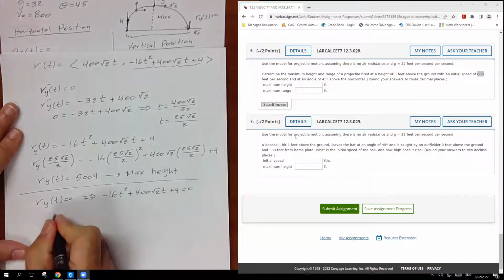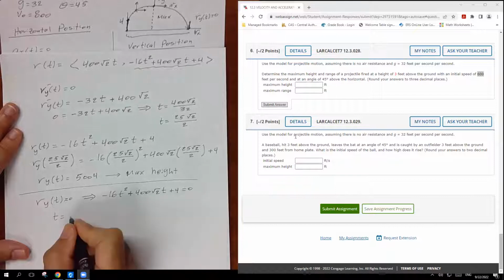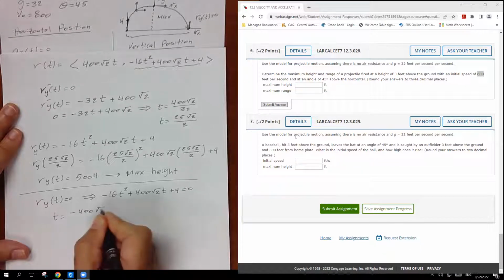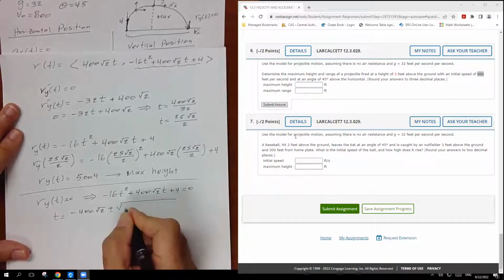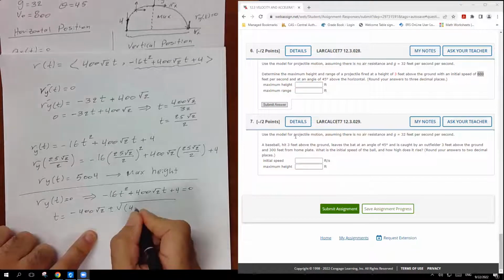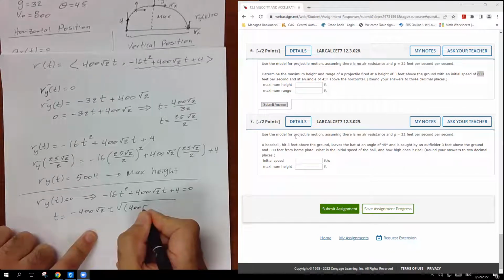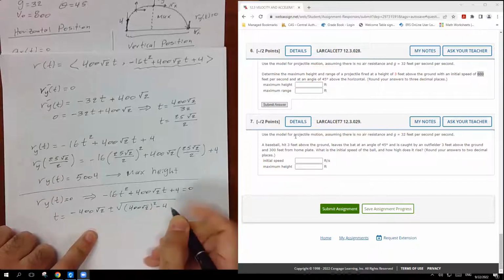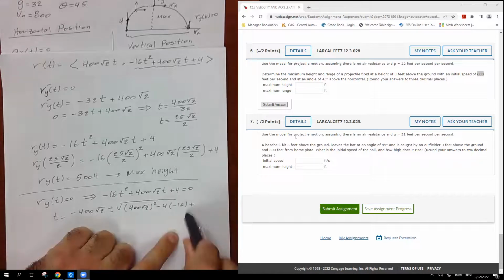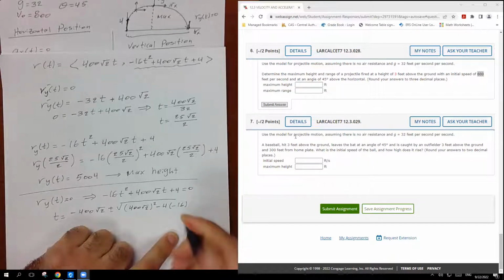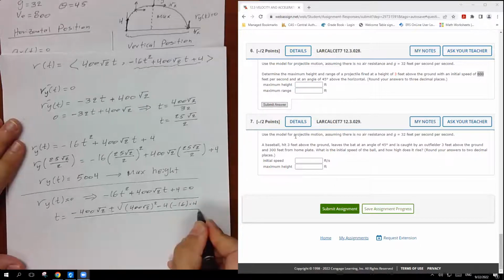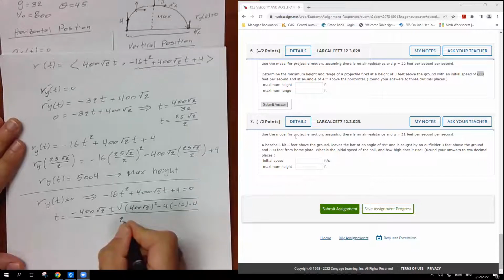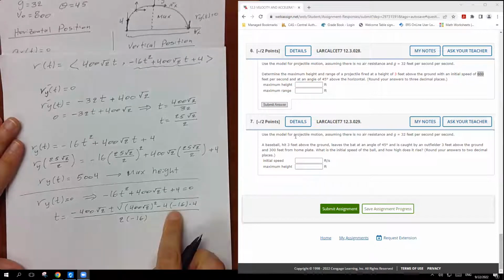So our time is going to be negative b. That means negative 400 square root of 2 plus or minus the square root of 400 square root of 2 squared minus 4 times a, which is negative 16, times c, which is 4. And everything is divided by 2 times a, so 2 times negative 16. Negative 16, yes, here.